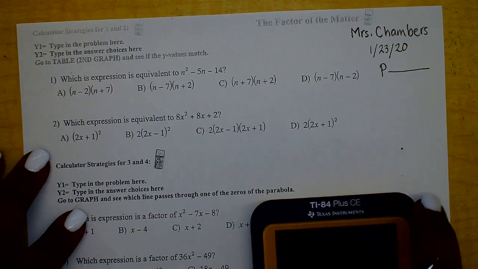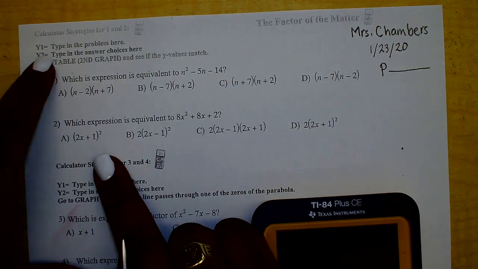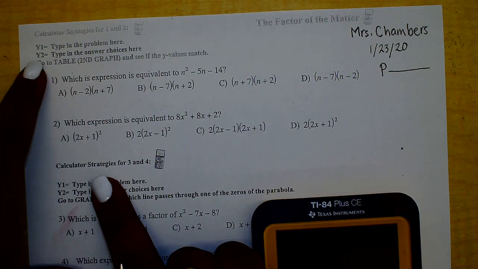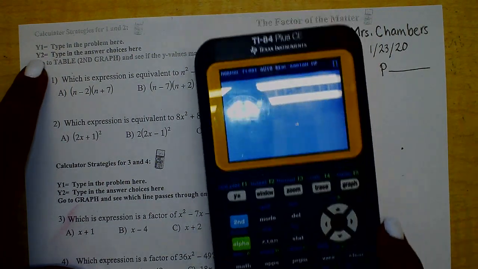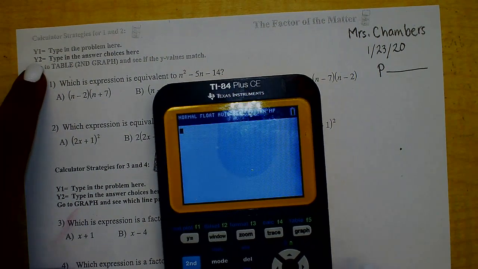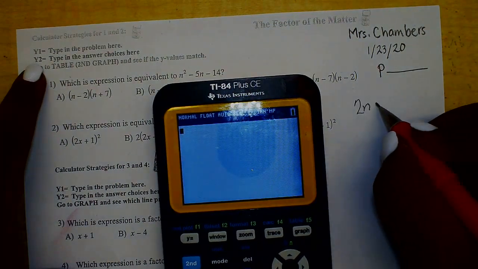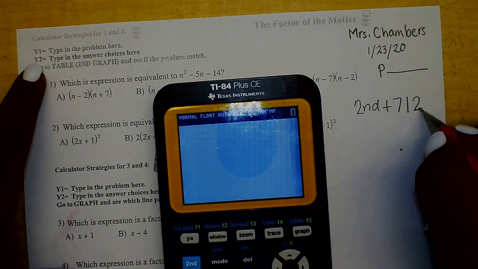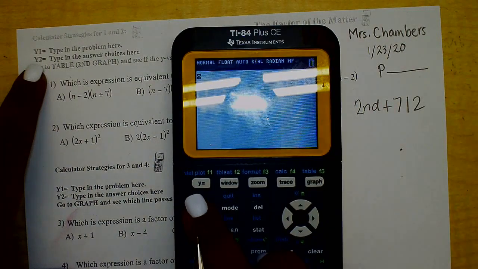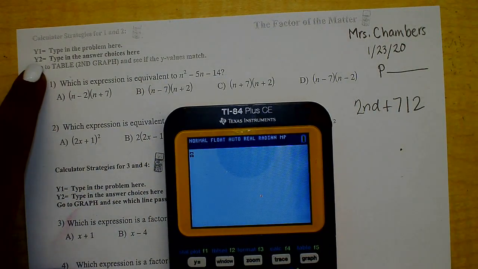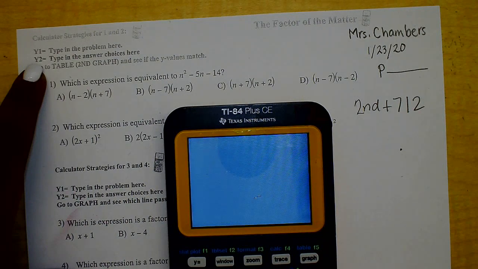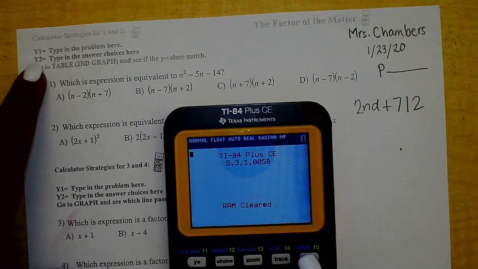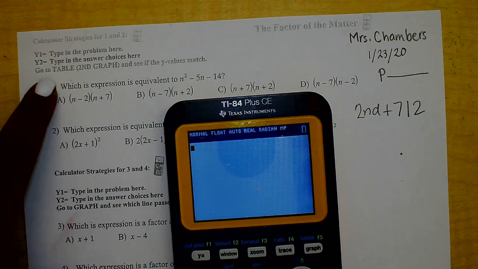Now, the steps say Y1 equals type in the problem here. Y2, type in the answer choice. Before you get started, you want to turn your calculator on and reset it. How do you reset your calculator? It's second plus 7 1 2. So just press the second key, which is the blue key. The plus brings up this menu. 7 for reset, 1 for all RAM, and 2 to reset. So now our calculator is ready because it's clear.